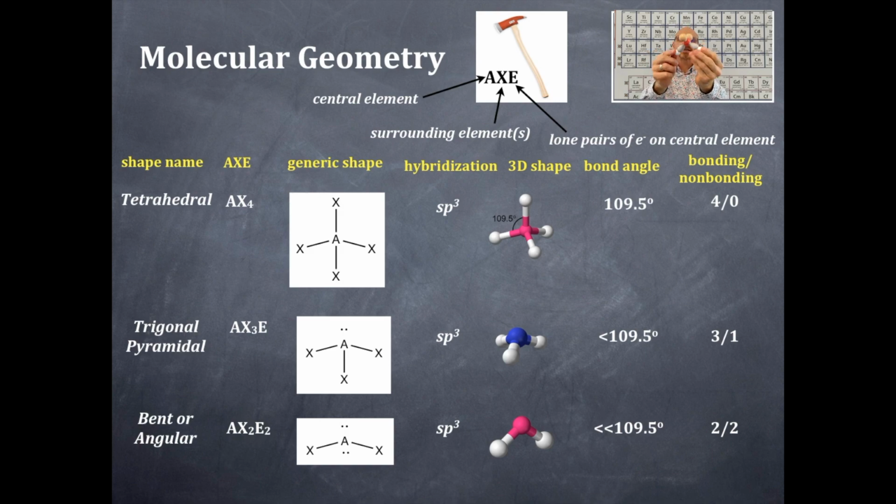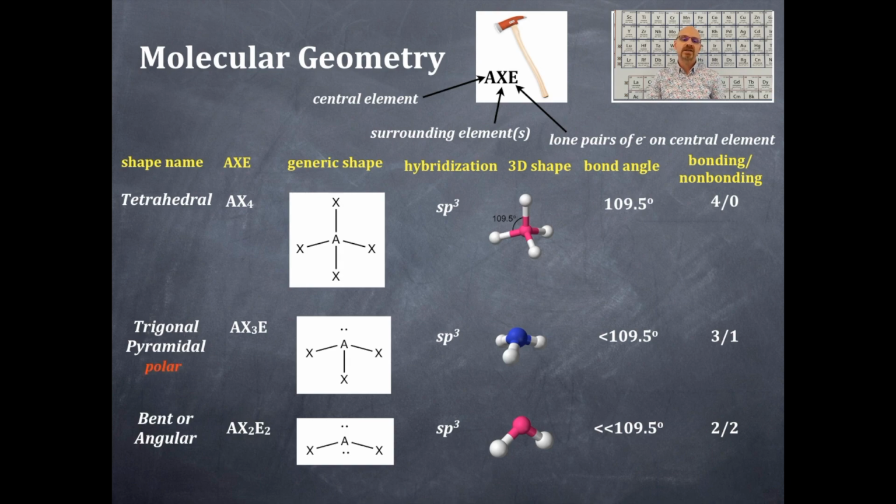These are the two bondings. These are the two non-bondings. That red in the middle is the central element. Okay, now the lone pairs of electrons right here are going to compress this bond angle. That's why this bond angle is not 109.5, and it's not just less than 109.5, it's even less than 109.5.